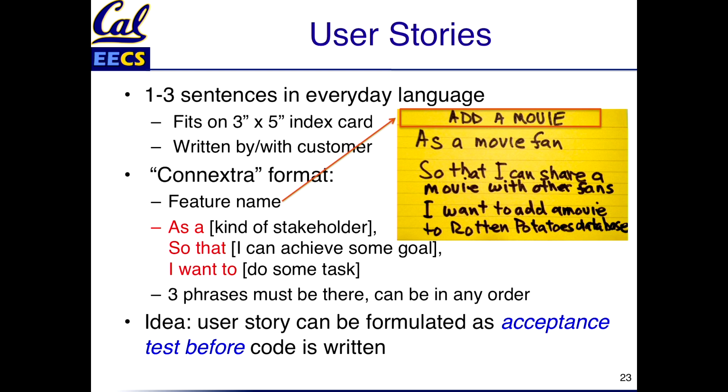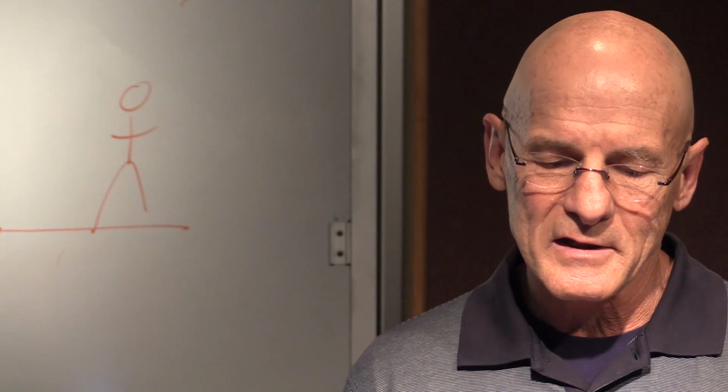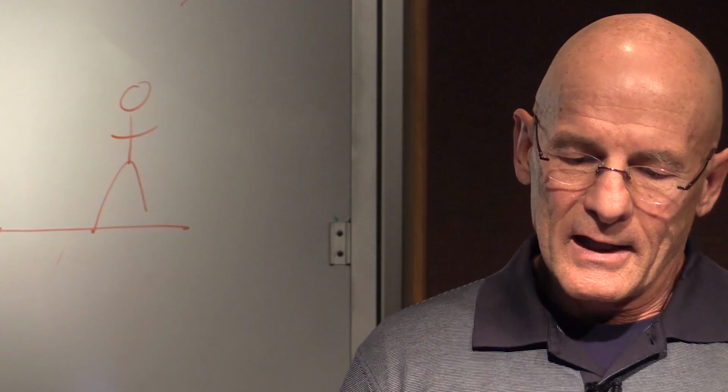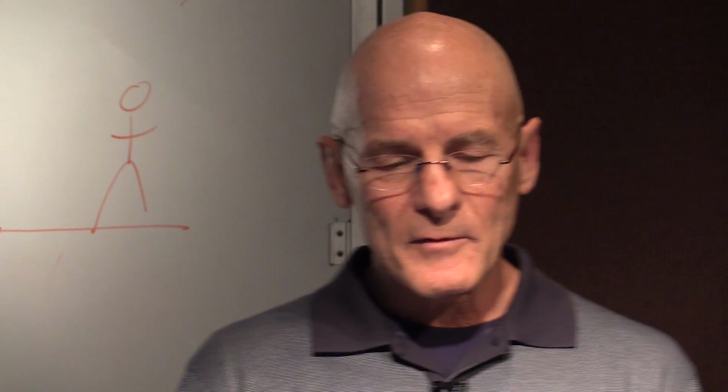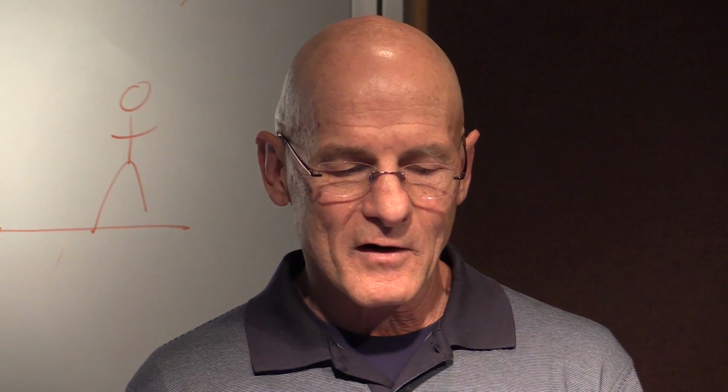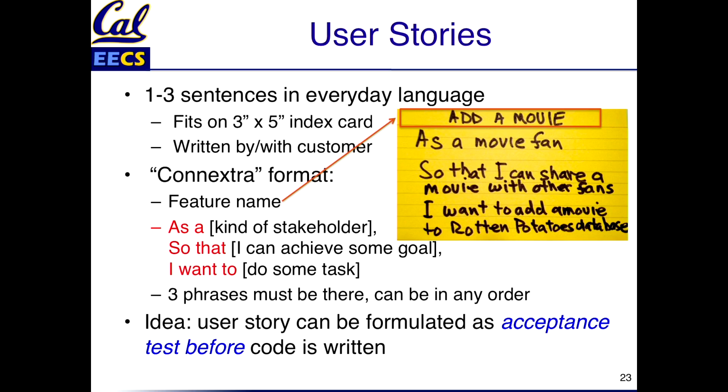So the 3 phrases can be there, and they can be in any order according to this Connextra company. And basically, what you're doing when meeting with the customer and agreeing on these 3x5 cards is coming up with the acceptance test before you write any code. So where do these 3x5 cards come from?